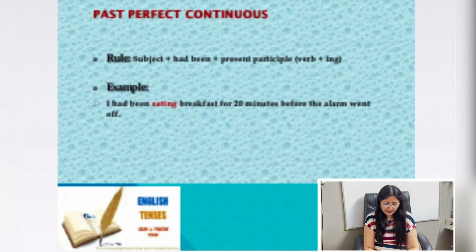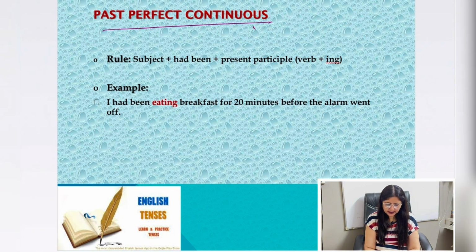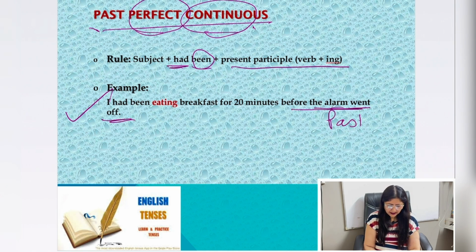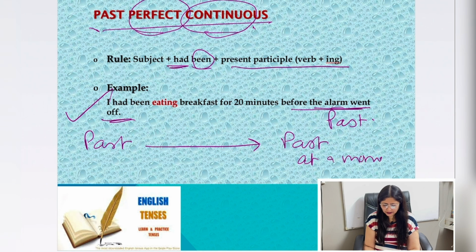Okay, now past perfect continuous. It will be taking again the features of perfect as well as continuous. For perfect it will be taking had, for continuous V-ing, and been is its own characteristic. So, I had been eating breakfast for 20 minutes before the alarm went off. Whenever there is an action that started in the past and continued in the past up to a moment you are talking about, you'll make use of past perfect continuous. Used very rarely, but you must know the rule about it.